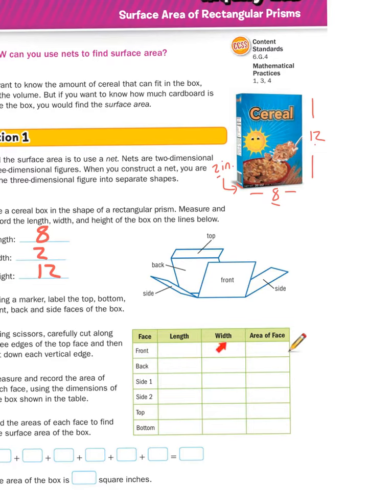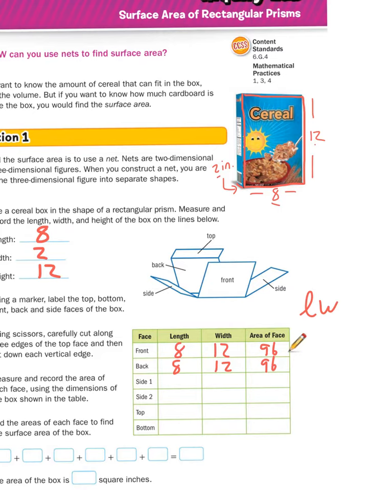So for the front and the back, let's take a look first at just the front of the cereal box, and we need the 2 dimensions. So when we look there, this is 8, this is 12. So we're going to write those dimensions down here. The length is 8 and the width is 12, and the back will be the same. Now to find the area of those faces, remember it's a rectangle, so it's just length times width, and 8 times 12 is 96. So the area of the front is 96 and the area of the back is 96.